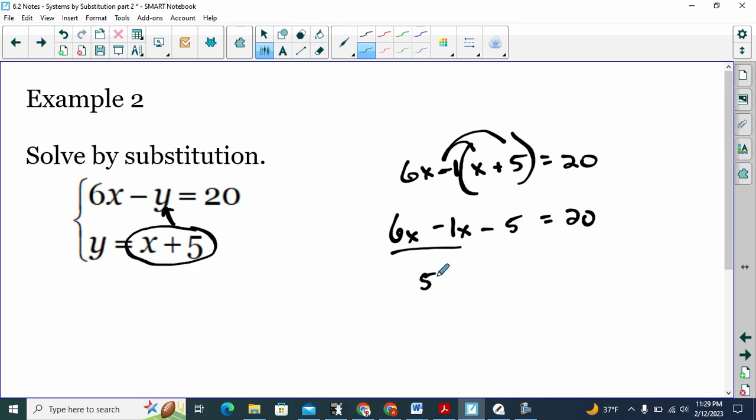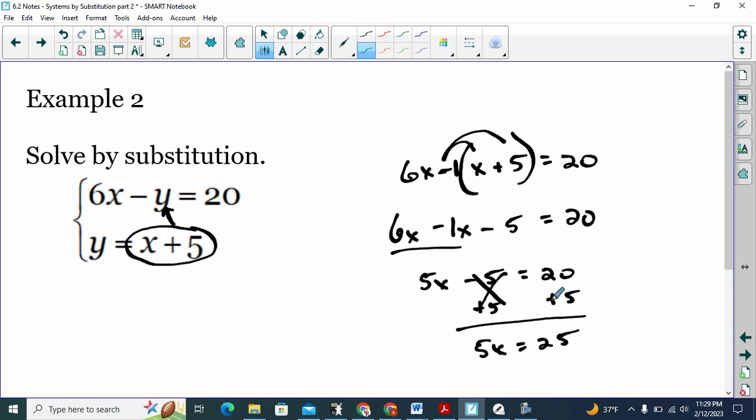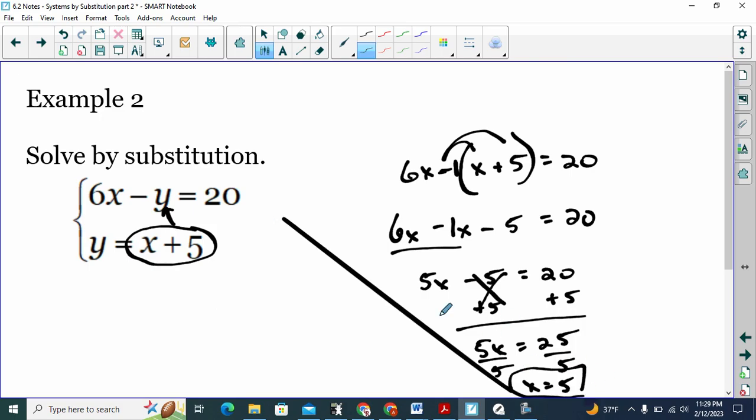6x minus 1x, that's 5x. Add 5 to both sides, and divide both sides by 5. I don't know what happened there, but we'll go with it. I get x equals 5.